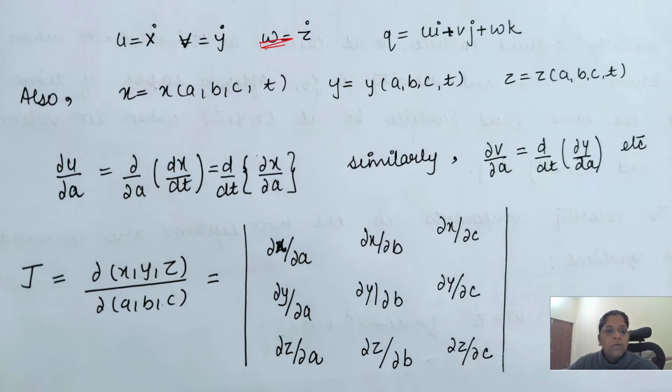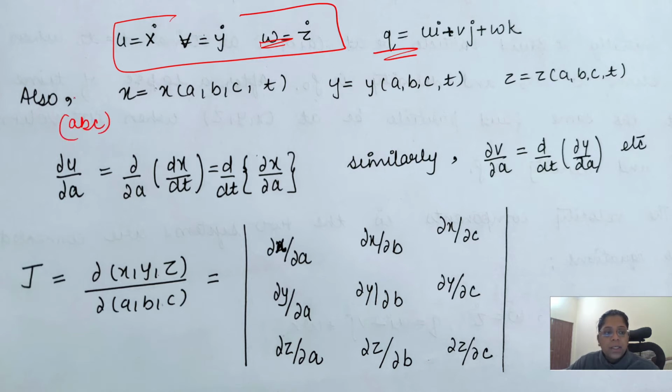Now a, b, c are the coordinates of the initial position and x, y, z are the final position coordinates with respect to time t. So that's why they have said that x depends on the initial coordinates and the time t. Similarly, y depends on this and z depends on this.